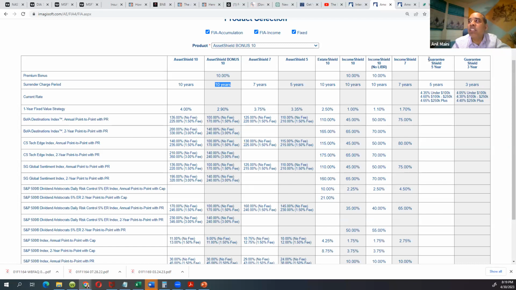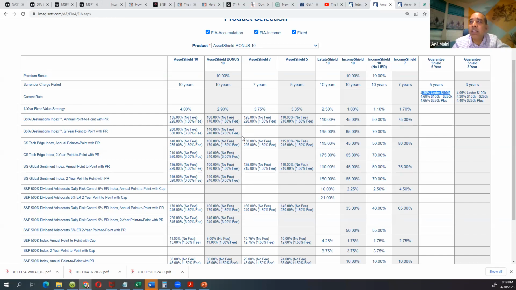Some of the products have a guarantee. Some clients are particularly interested in the guaranteed interest rate. So Guarantee Shield 5-year is 4.3% if it is under 100K, and 4 points. This is the guaranteed fixed rate. Okay, better than banks, but not too impressive, but still better than banks.